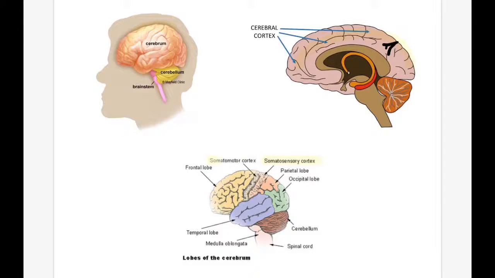Next is the motor cortex, which is located in the frontal lobe, in front of the somatosensory cortex. It is responsible for controlling voluntary movement. In both of these cortexes, the neurons are arranged according to the part of the body that generates the sensory input or receives motor commands.